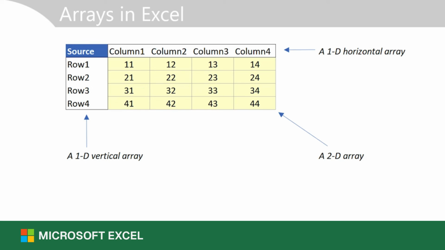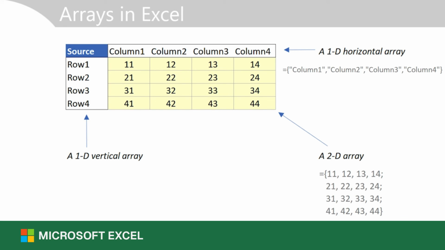highlighted in yellow. When writing array constants, a comma is used as a column delimiter and a semicolon is used for a row delimiter. So in the example shown here, the one-dimensional horizontal array can be entered as an array constant with all column headers separated by commas, and the two-dimensional dataset can be entered as an array constant with all values within a row separated by commas and with a semicolon following the last value for each row.